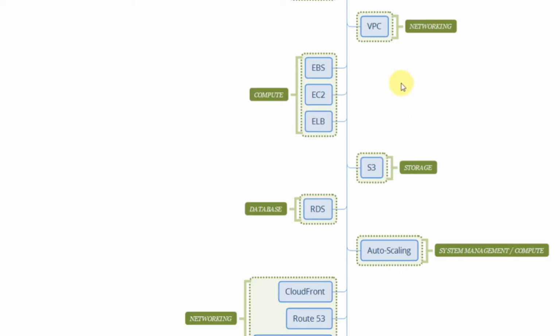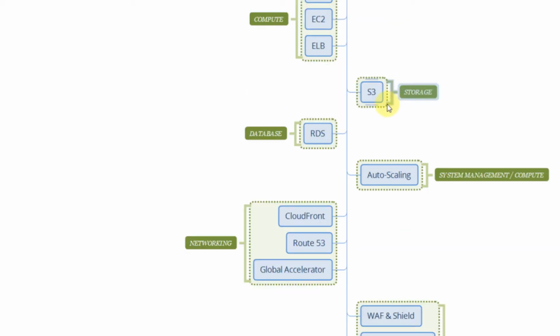Now, in the compute segment, you should look at EBS, EC2, and ELB, the load balancer. Then on to S3 as part of the storage category. S3 is a foundational backbone for many services. It's important to learn it early. Databases, look at RDS. Databases are part of almost all architectures. It's one of the important areas. Look at autoscaling. This falls in the system management / compute category.